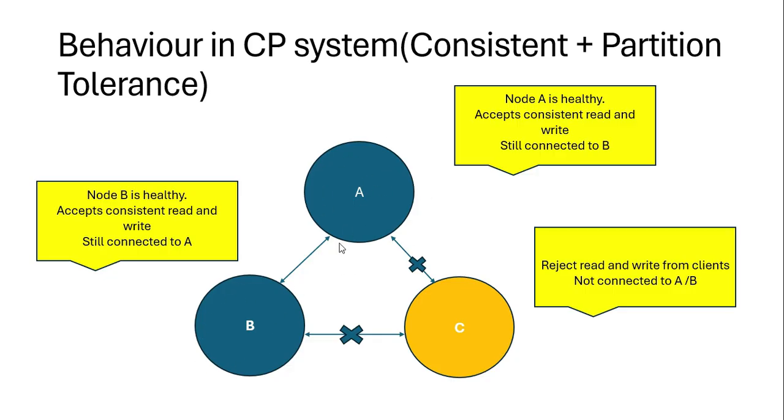And since both are communicating with each other, they are in sync. So both are accepting read and write, and they're still connected to each other. That means both of them will always have the latest information, information which is consistent with each other. Since C is simply cut off from writing, no client can read and write here. We made a deliberate choice here, so we'll always have consistent data.